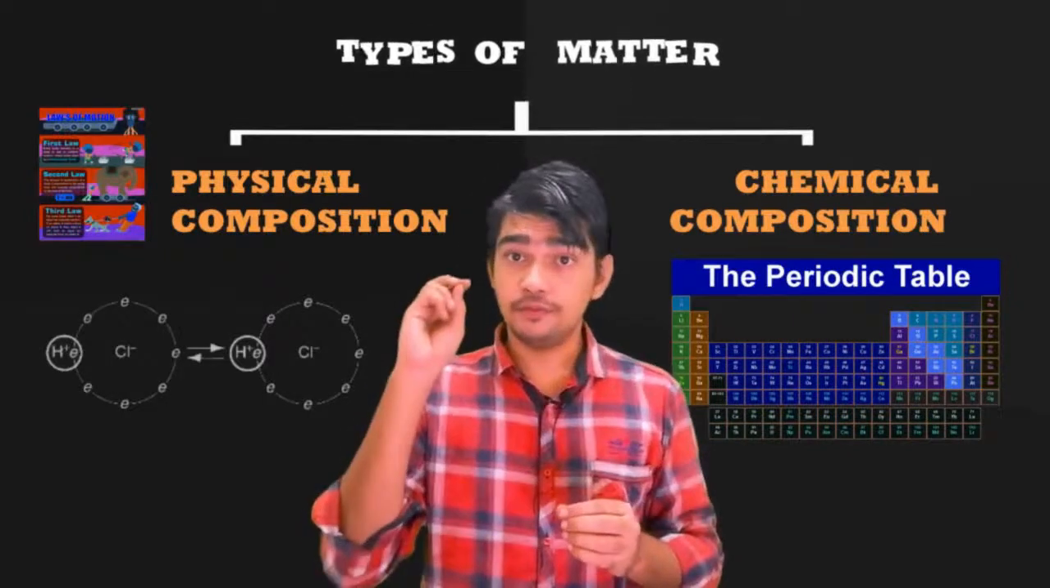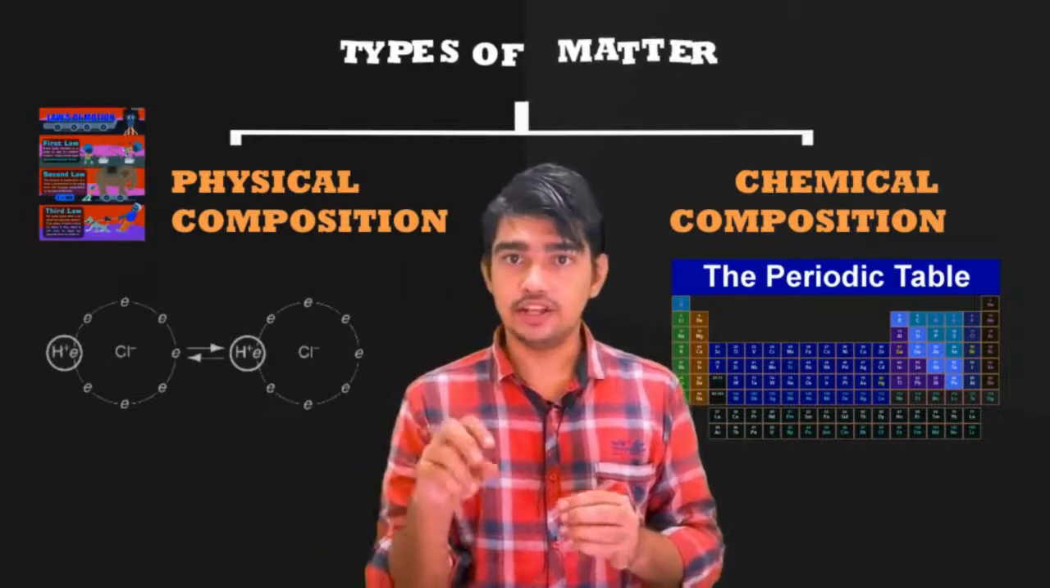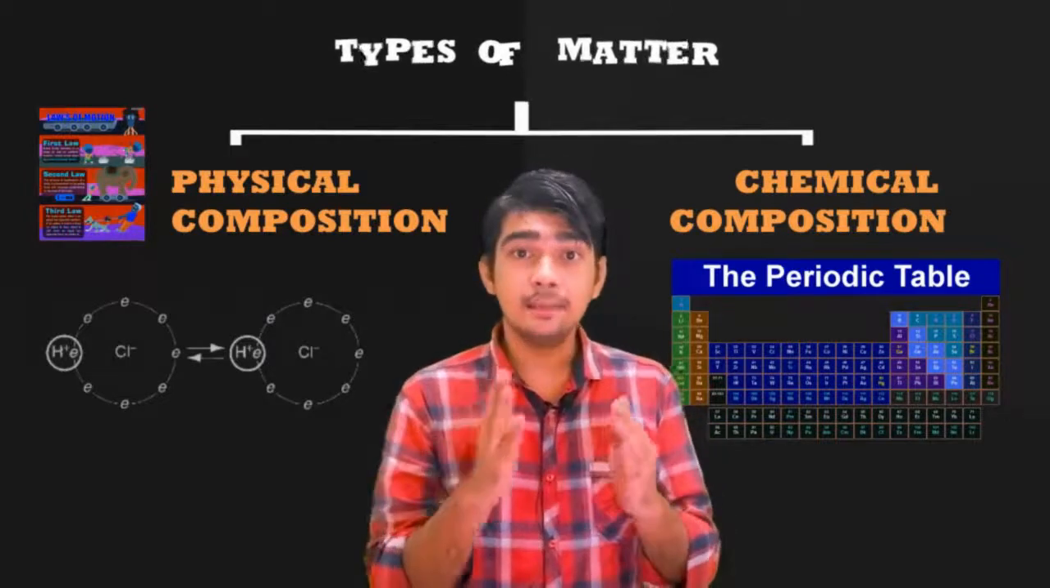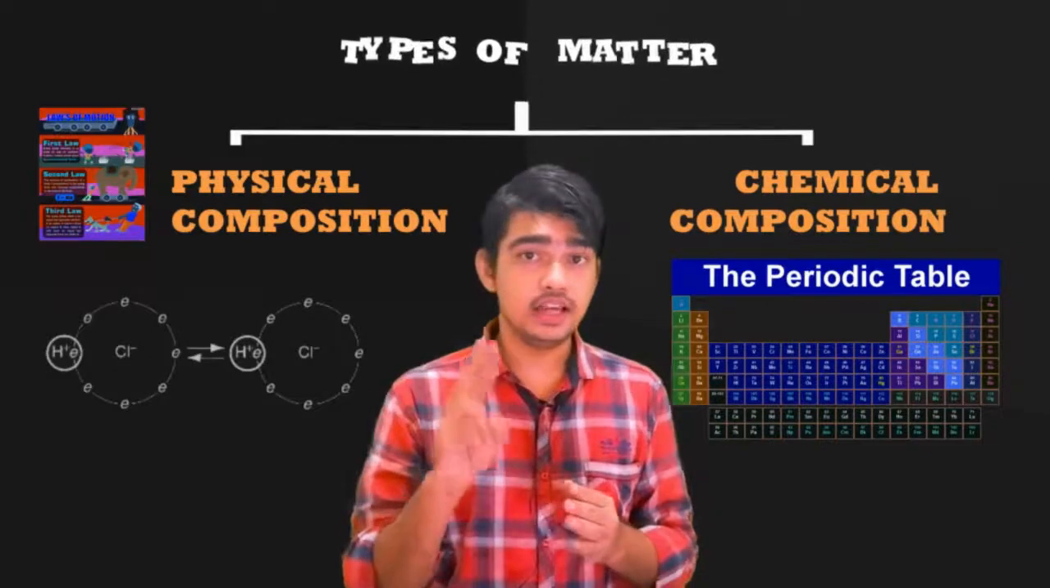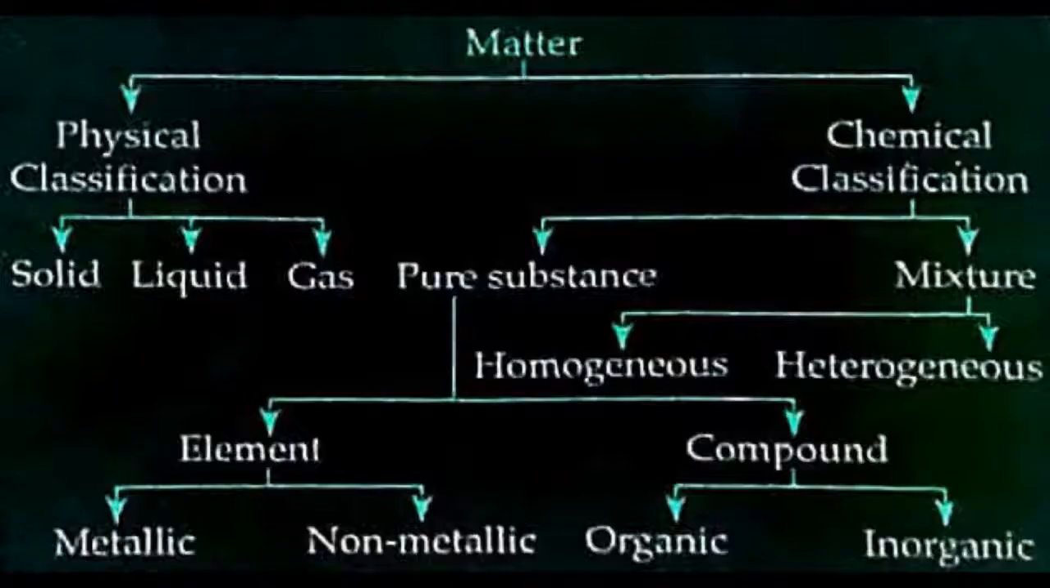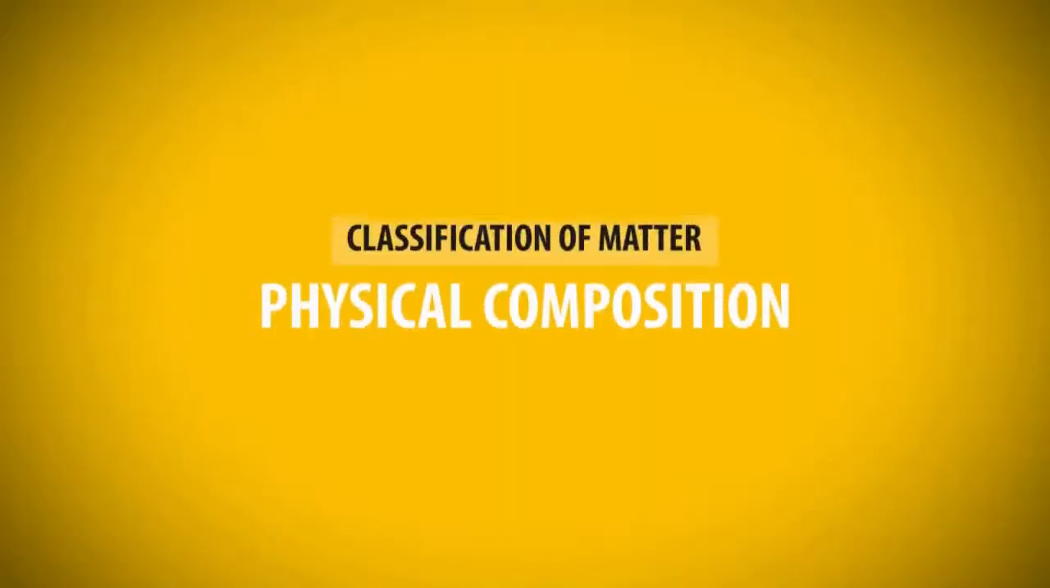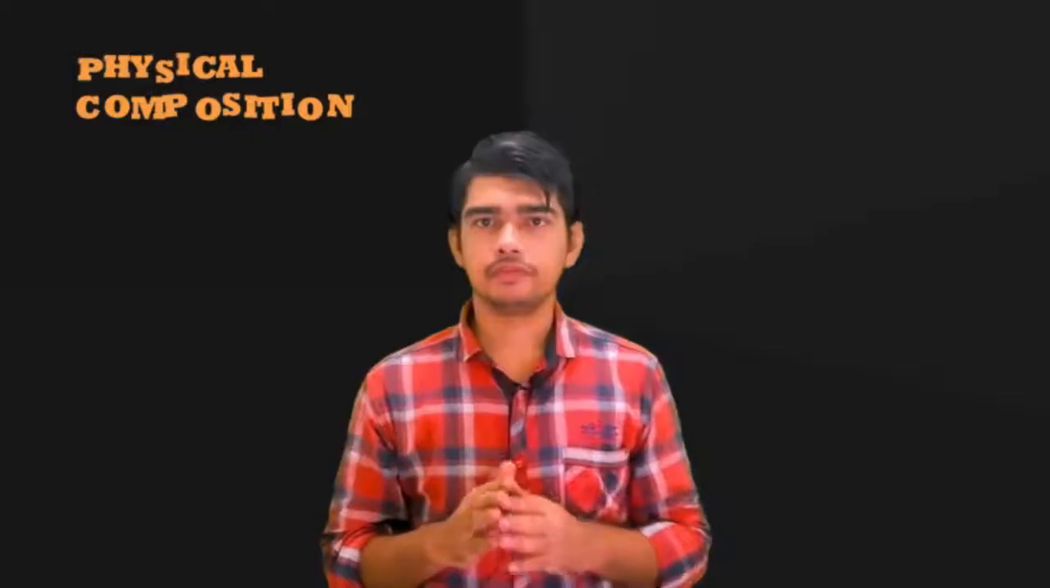Thus, at last, we have two types of classification. One is based on chemical composition and the other one is based on physical composition. First, let's see about physical composition.